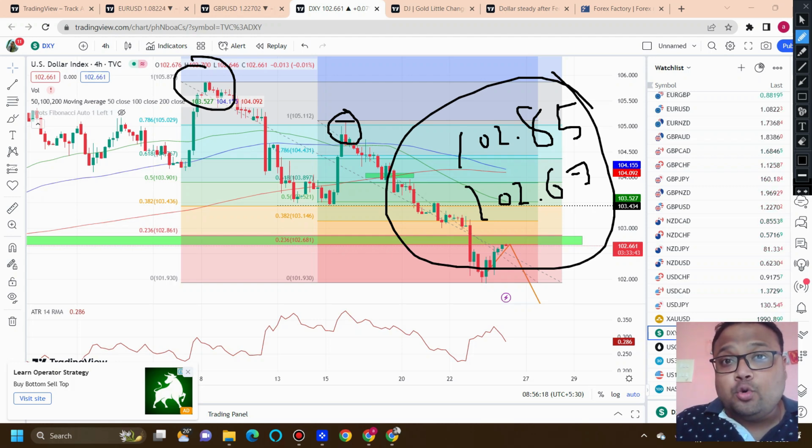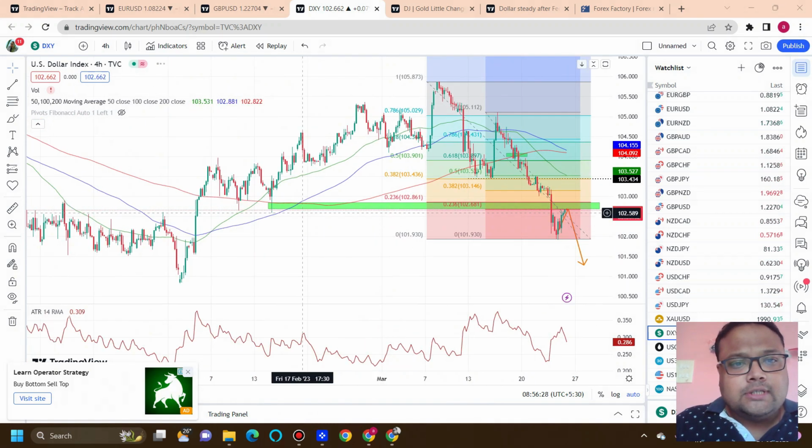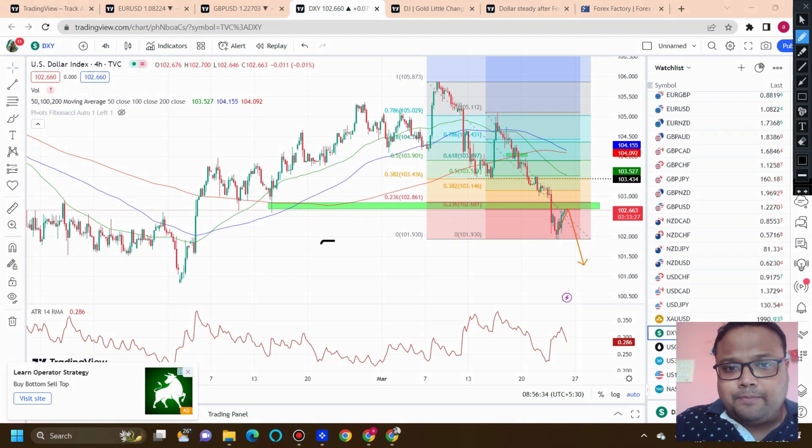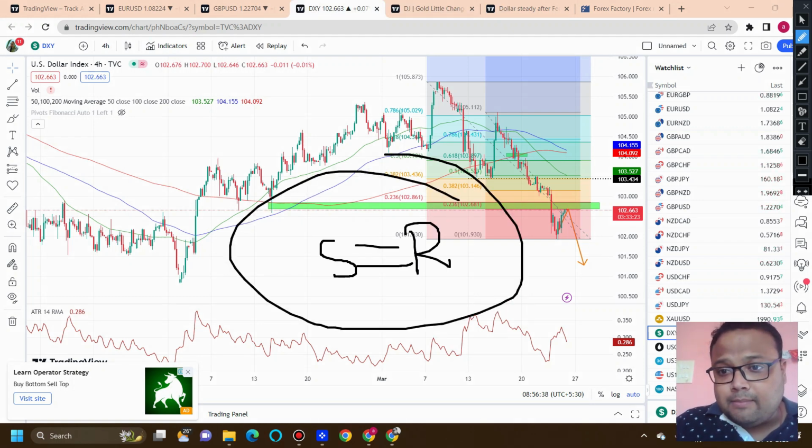This is the resistance zone for the day. If DXY really wants to continue the uptrend, then DXY will have to break this level. Apart from Fibonacci, we can also see that there was strong support around this area in the past. So as a result, previous support will also be acting as the new resistance for the market.